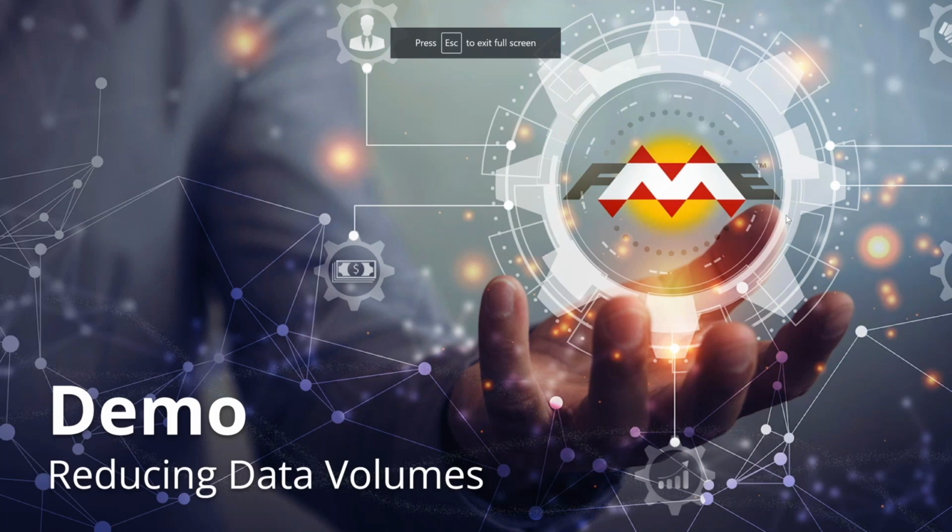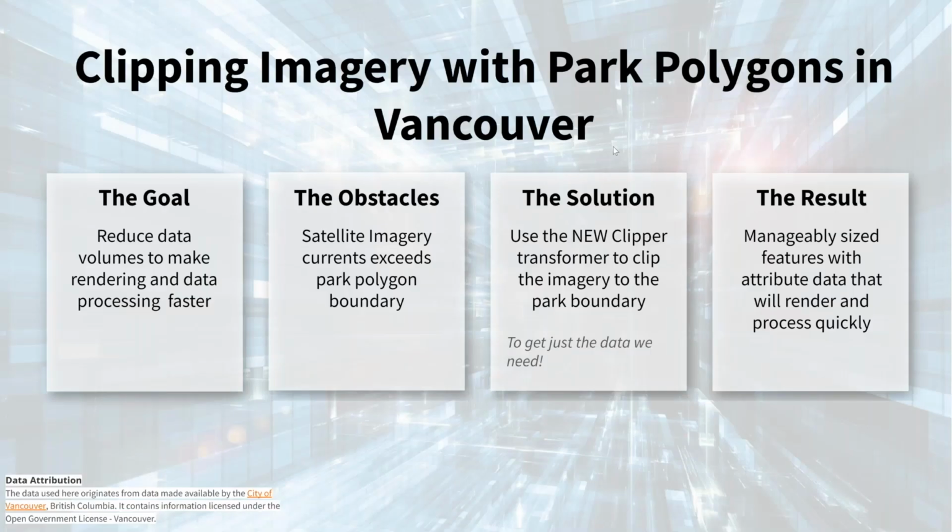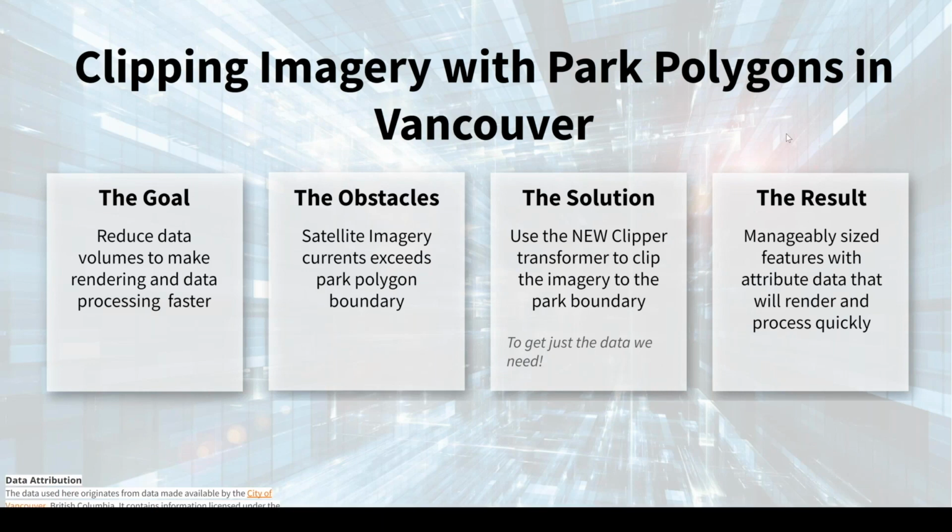So the second demo I have set up for you is to reduce data volumes with clipping. So maybe you were working on a parks project and you had a big file of satellite imagery, but you really didn't need it all. You just needed the imagery that was contained in the parks themselves. So the goal here is to use FME's new Clipper transformer to clip an ECW satellite imagery file with a park polygon shapefile. And the result should be manageably sized files that will render quickly in the visual preview window and can be worked with in a much faster manner.